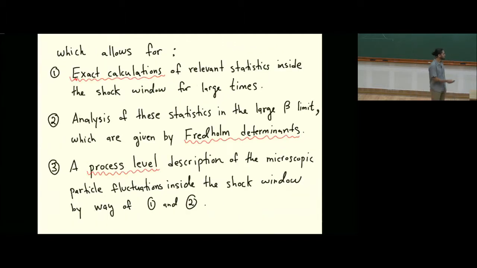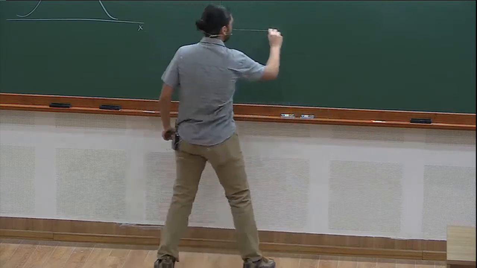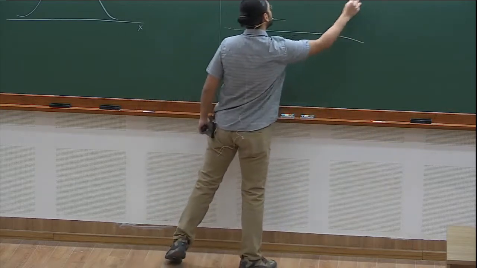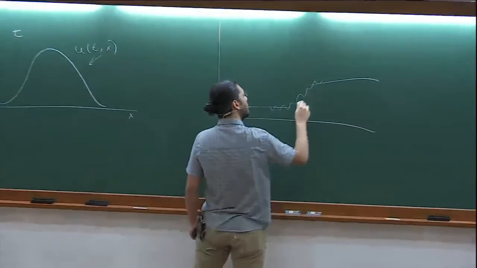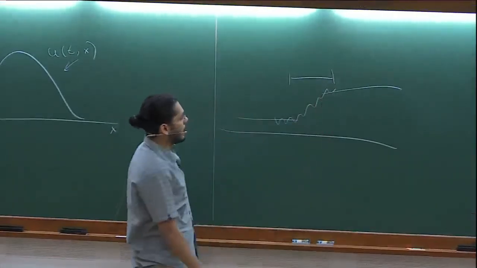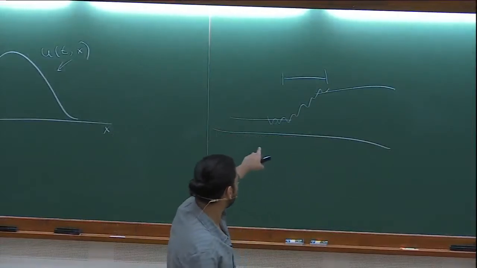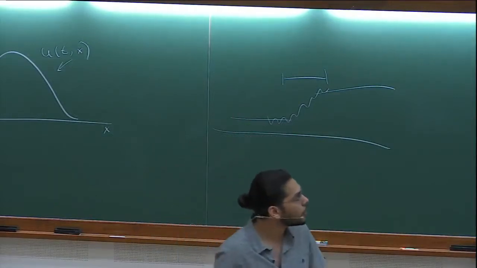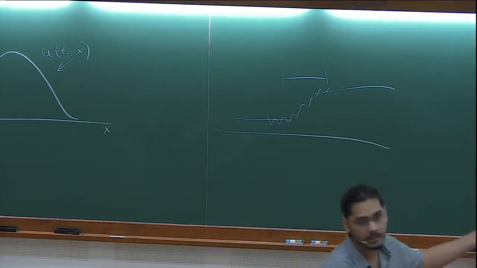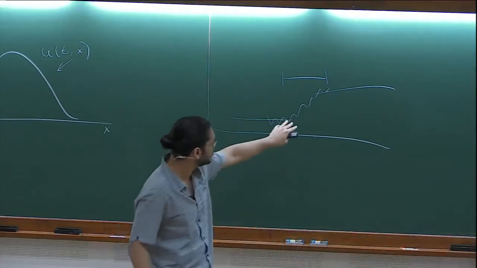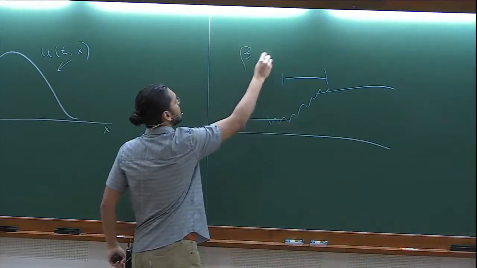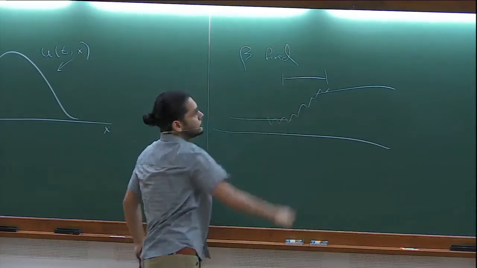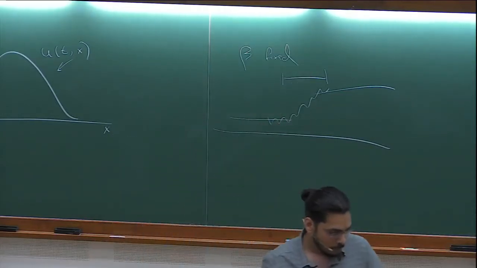Okay, so what are we going to be able to do? What we would like to be able to do is take this process that looks like this, and there's some shock, and we want to zoom into this window, and we would like to write down formulas for the distribution of particle positions within this window. Okay? So having written down those formulas, we would like to take a large time limit to get the large time distribution of what happens in this window with the beta being fixed. And that's something that you can do if you rescale your parameters like that.